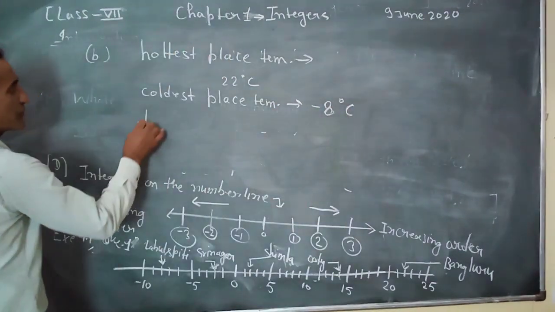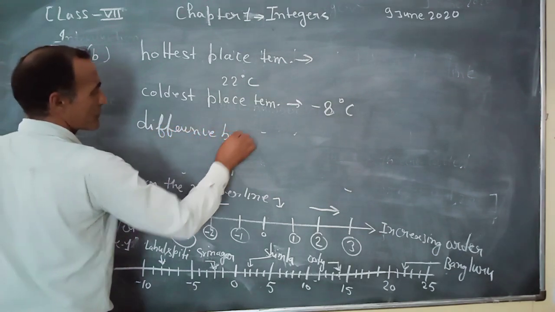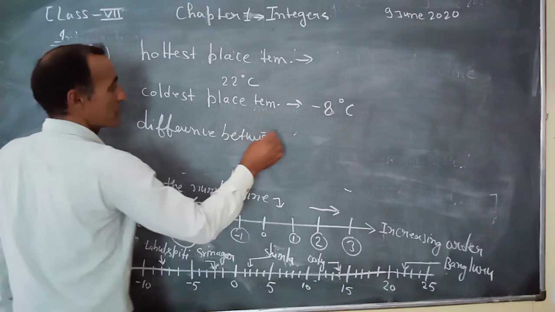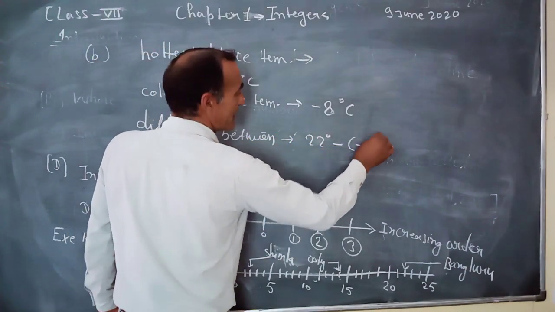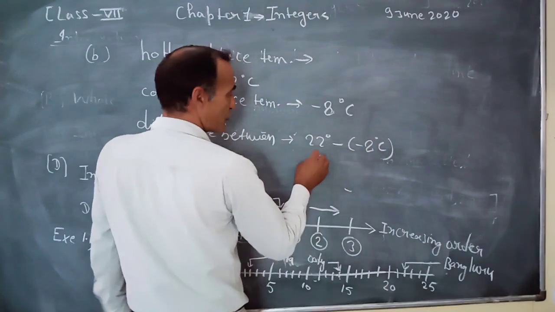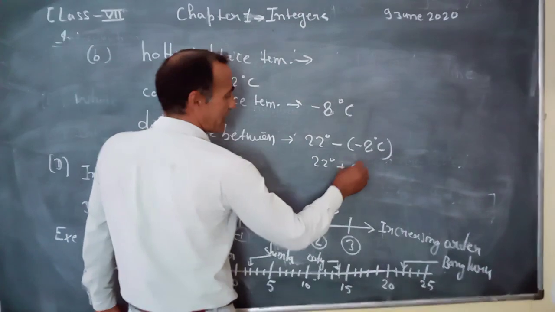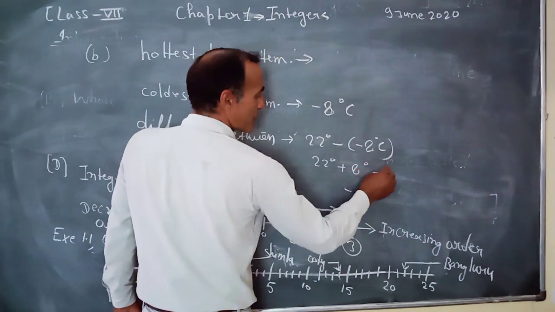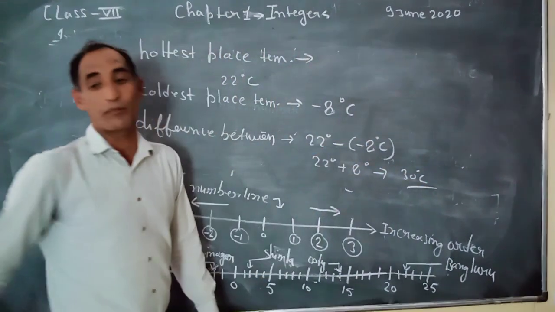The difference between 22 degrees Celsius and -8 degrees Celsius. So 22 degrees Celsius minus, converting to plus, 8 degrees Celsius. So it is 30 degrees Celsius. It is the difference between.